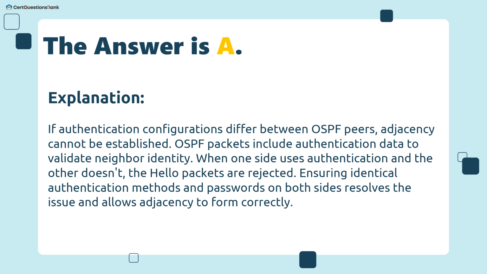If authentication configurations differ between OSPF peers, adjacency cannot be established. OSPF packets include authentication data to validate neighbor identity. When one side uses authentication and the other doesn't, the hello packets are rejected. Ensuring identical authentication methods and passwords on both sides resolves the issue and allows adjacency to form correctly.